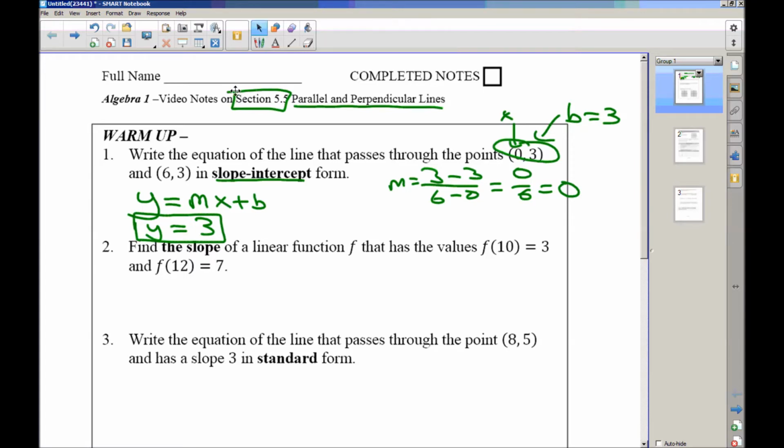If I was to plot these points, I'm going to do it really fast here. Make a quick sketch of it. (0, 3) would be about right here, and then (6, 3) would be about here, and we'd have a horizontal line. All right, number 2.